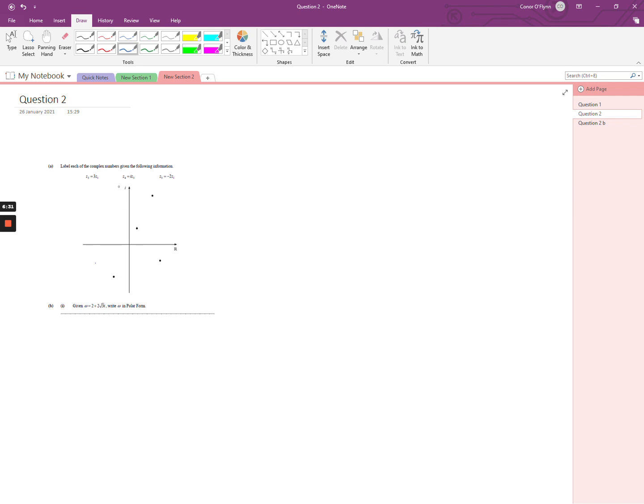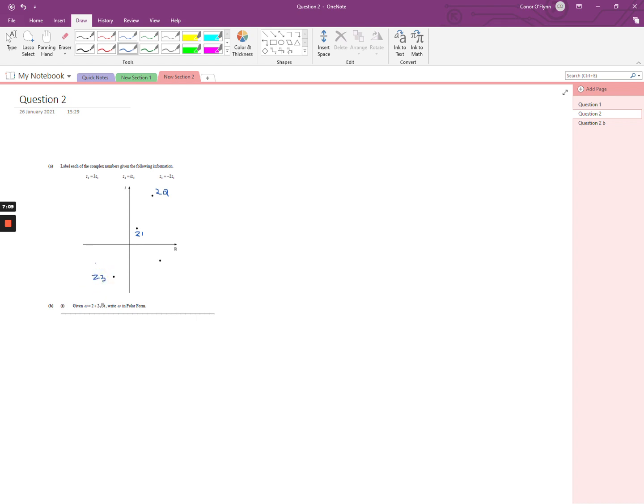So I'll try it. I'm thinking 3 times z1. If this is z1, we'll try it and see does it make sense. z2 is 3 times z1, so if I multiply that by 3, it would come out here. Yes, I'd be confident of that, so that'd be z2. Then z3 is minus 2 times z1, so multiply by minus 2. If you multiply by a minus number, I'd be thinking it'd be going here. So that'd be my z3.